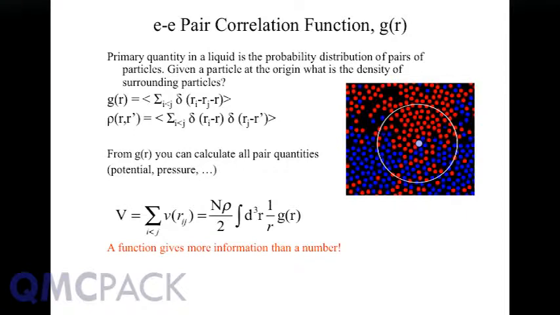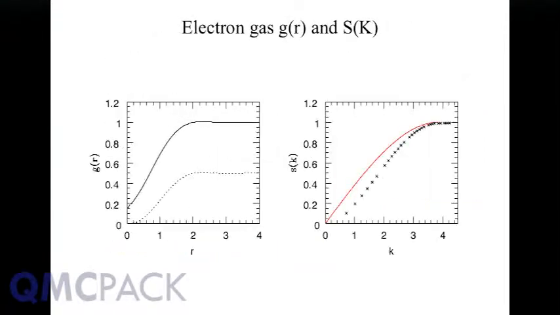So here's kind of a picture of up and down spins. If you have a spin here at the origin, or electron at the origin, what is the probability of another electron being a distance r away? Once you compute this g of r, that determines most of the other properties like the potential energy, the pressure, and so forth. But mainly, it gives you a lot more information than just the energy.